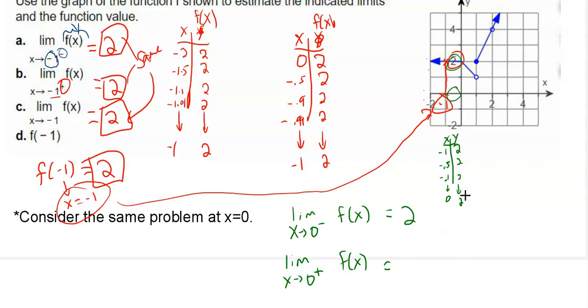From the right-hand side, it's a little bit different, right? So from the right-hand side, we want to start above 0. So we'll start at 1. That's how we've been doing this. And then we'll work our way down. So 0.5, 0.1. That's going to get closer and closer to 0, but from the positive direction.